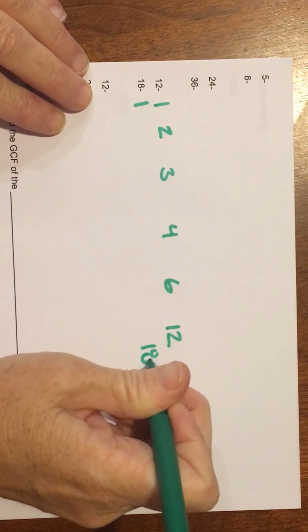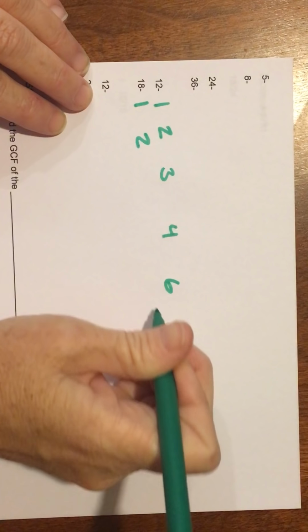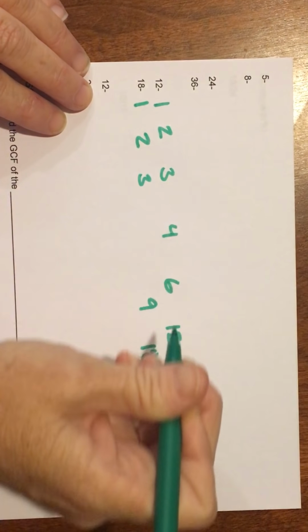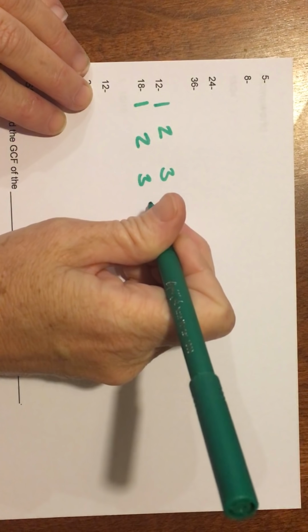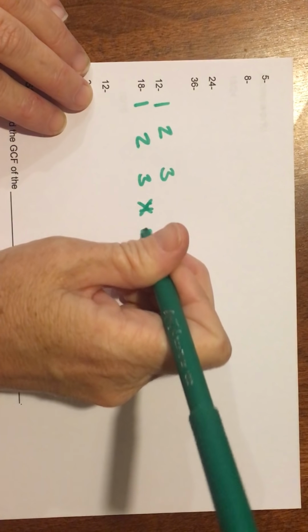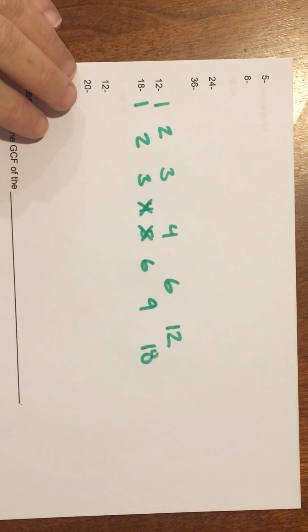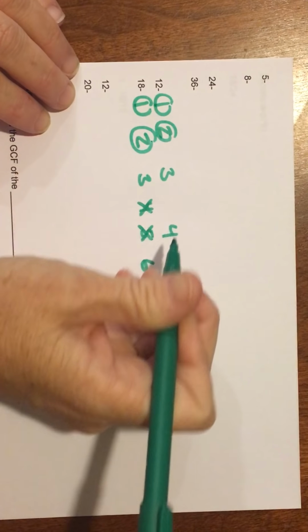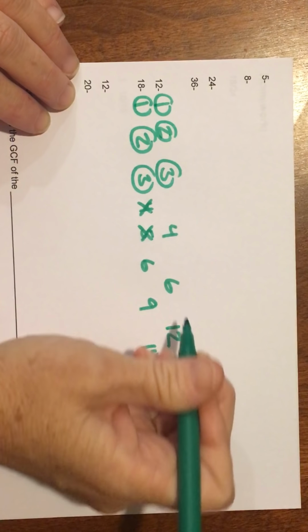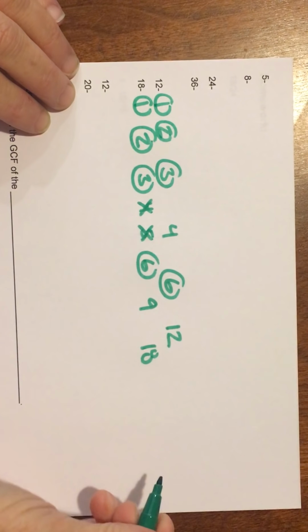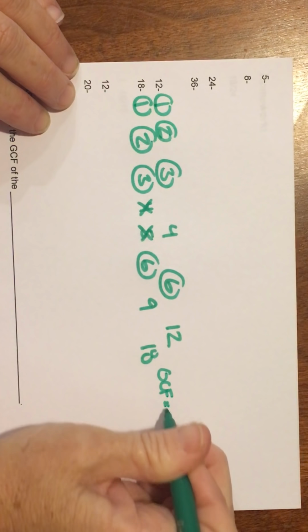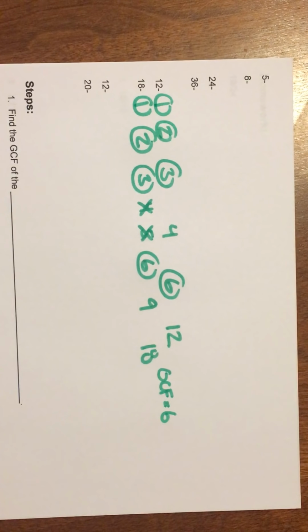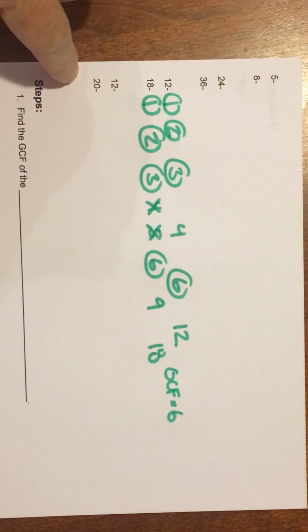1 times 18. 2 times 9. 3 times 6. 4 doesn't work, 5 doesn't work, and 6 is a repeat. So I have 1 as a common factor, 2 is a common factor, 3 is a common factor, 6 is a common factor, but the GCF then is 6. Okay, so I hope you've kind of mastered how to find a GCF. I suggest you try these on your own and see if you can figure it out as well.